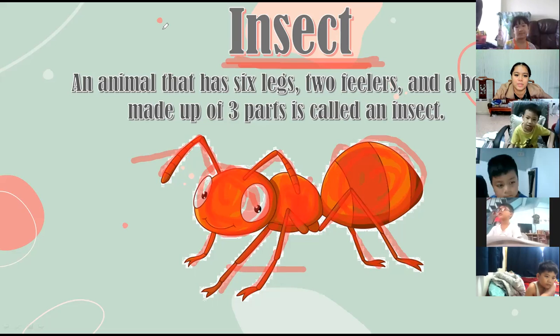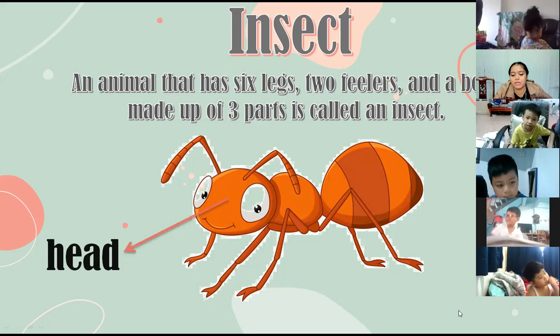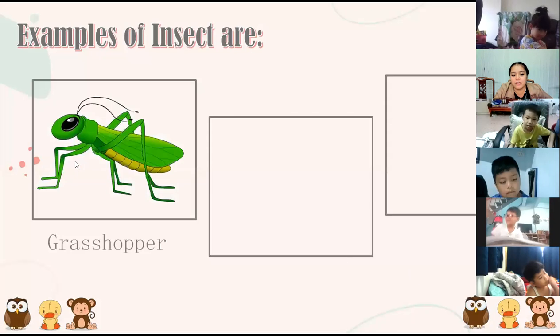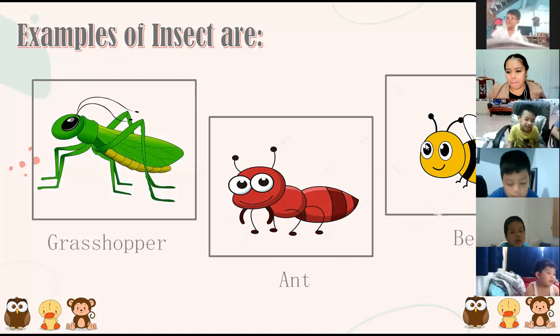Okay, let me just clear this one. Now here are some examples of insect. We have here, what's this? What's the name of this insect? Very good. How about this one? And this one? Bee. What's the sound of a bee? Right? That's the sound of a bee.